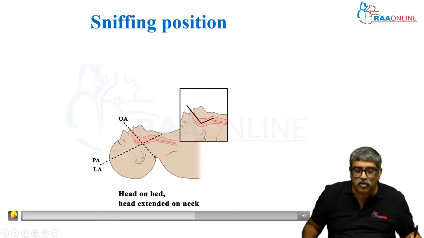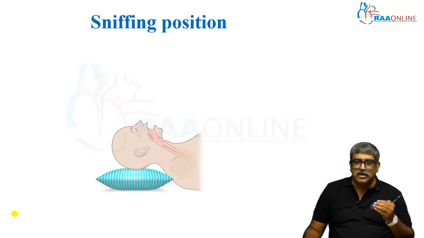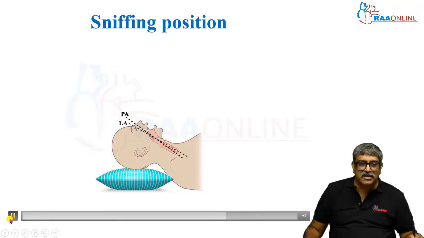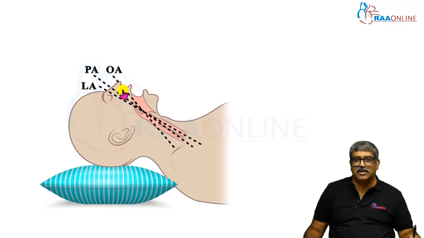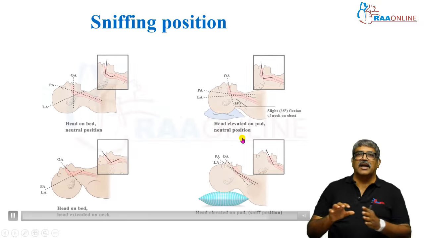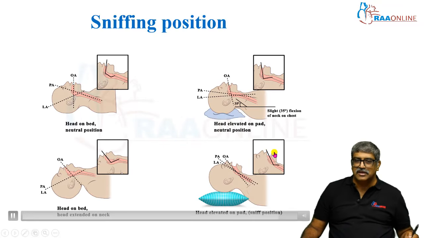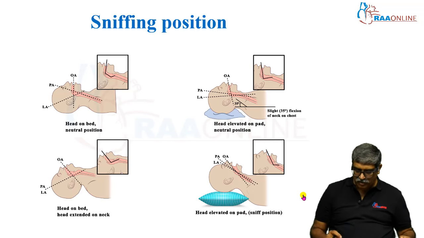That is the reason you go with the sniffing position, where you do 35 degrees neck flexion and a 15 degrees extension. Now you can see all the 3 axes are aligned together: pharyngeal, laryngeal and the oral axis. This is called the sniffing position, and here you can see all 3 aligned together, and it is easy for you to secure the airway. This is the logic behind doing the sniffing position.